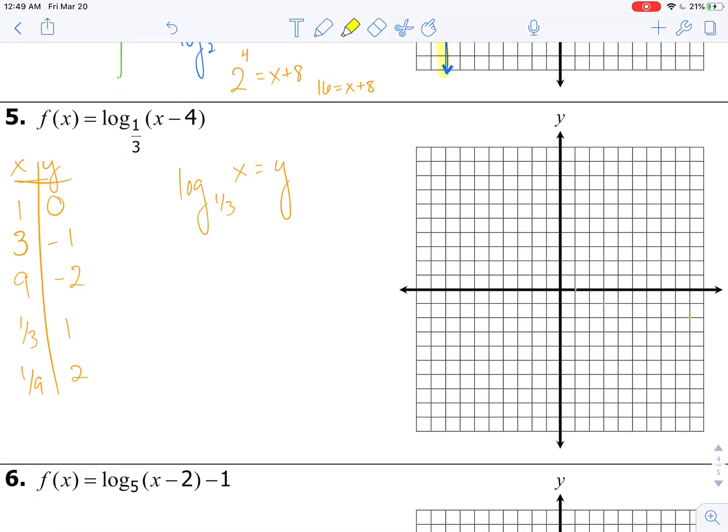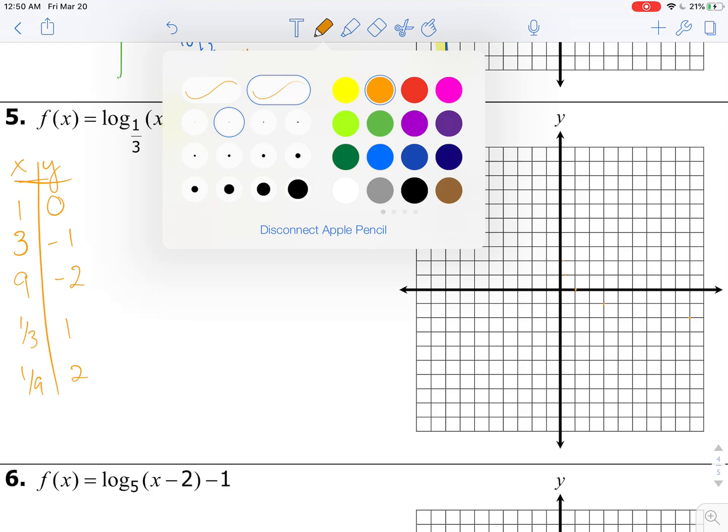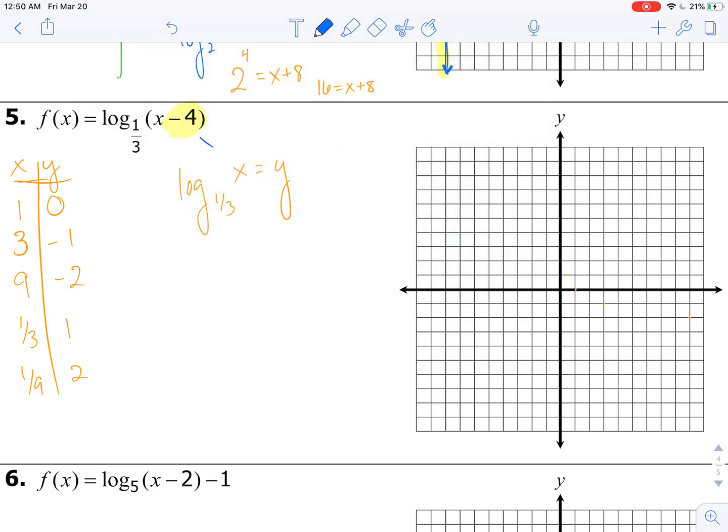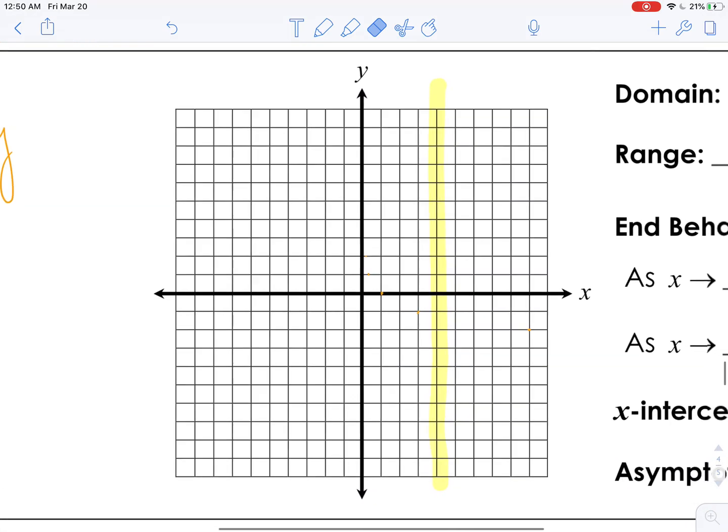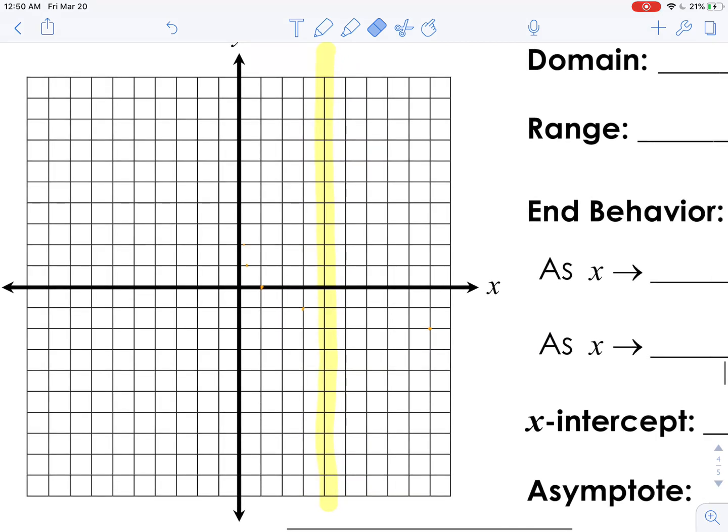But of course we need to shift all of our points. And how are we going to shift these? If it's inside the parentheses, we know it's the opposite of what you would see there. So it's got to be right 4. So we're shifting everything right 4, which means we're going to end up shifting this asymptote right 4 over to here. And we'll see that here in a second. So we're shifting right 4.